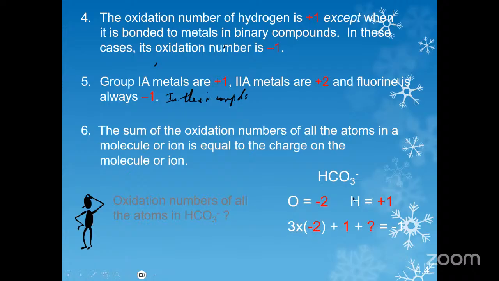3 times -2. The reason why I multiply this by 3 is because we have 3 oxygens here, right? So 3 times -2, which would be for the oxygen, plus +1, which would be the oxidation number of hydrogen, plus the unknown, which is carbon. That sum will be equal to -1. So it's a simple equation to solve for. And when you solve for the unknown, we see that carbon has an oxidation number of +4. All right? And that's basically how you can determine the oxidation number of pretty much any element in a molecule or ion. All right, any questions about the rules?